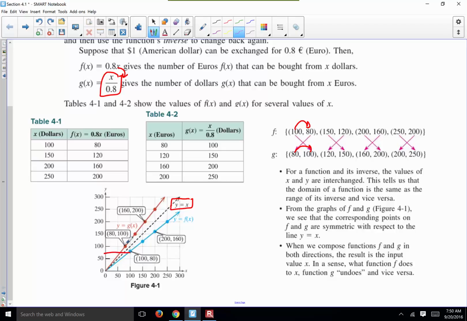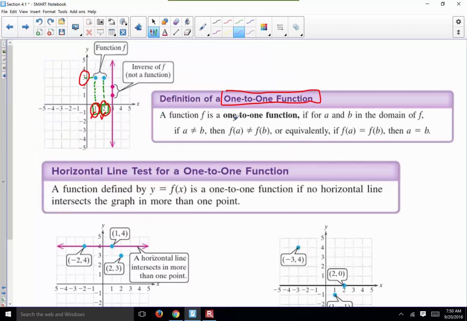Like this guy went to 80, this guy went to whatever it was, and this guy went to 160, so you know where to take them back. This goes to 200, this goes to 100, and this goes to 250, okay? So these points are lined up at different heights or y values. We call it one-to-oneness in a loose definition.